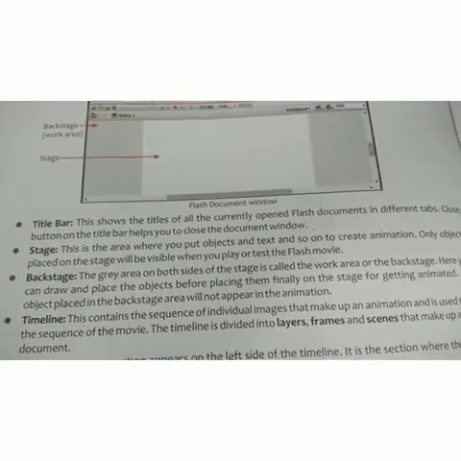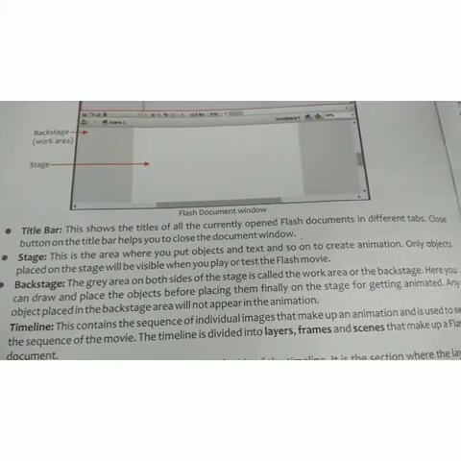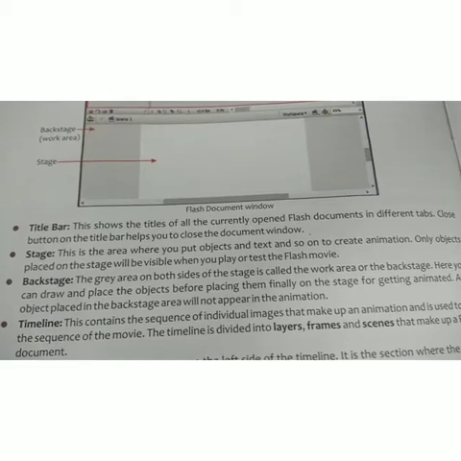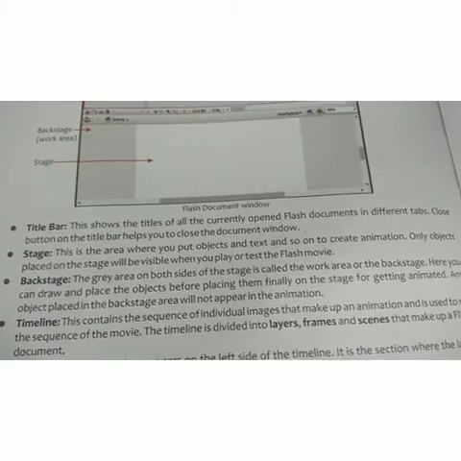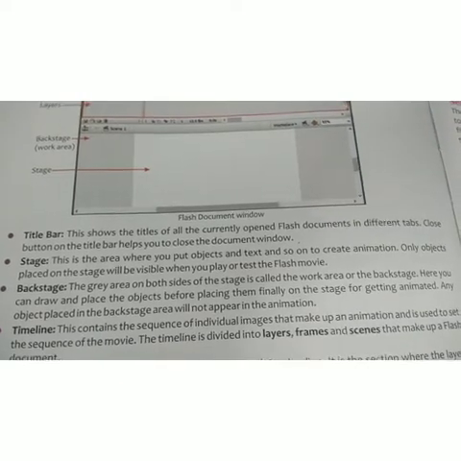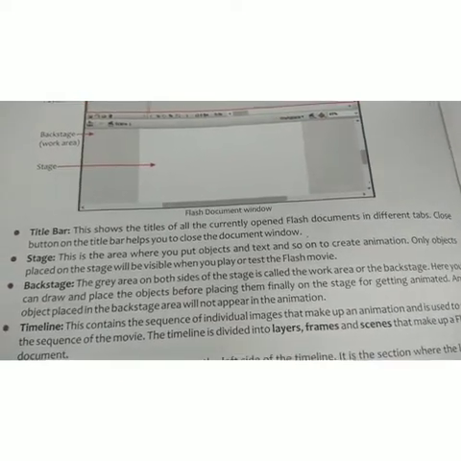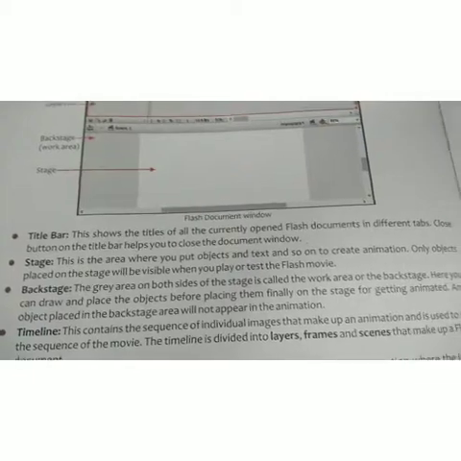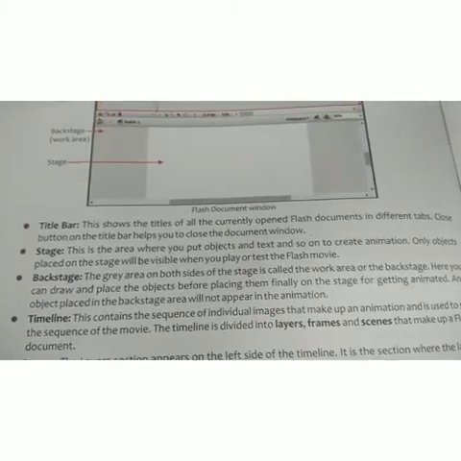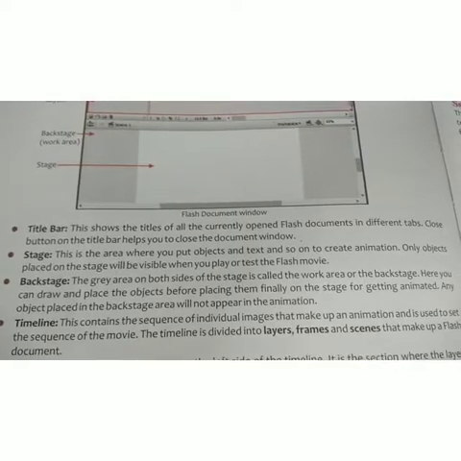Okay, next stage. This is the area where you put objects and text and so on, and create animation. Only objects placed on this stage will be visible when you play or test the Flash movie. Next, backstage means the gray area on both sides of the stage, called the work area or the backstage. Here you can draw and place the objects before placing them finally on the stage. For getting animated, any objects placed in the backstage area will not appear in the animation.